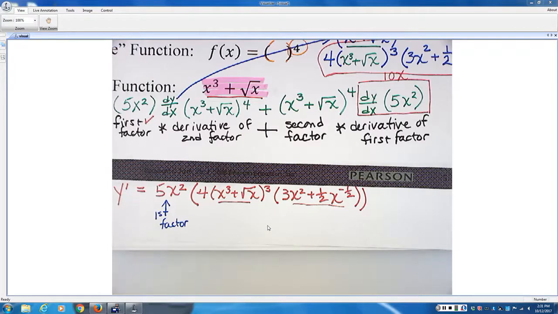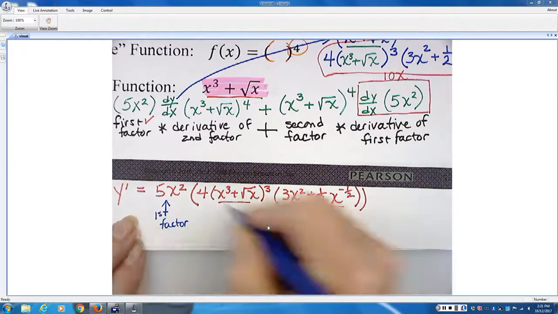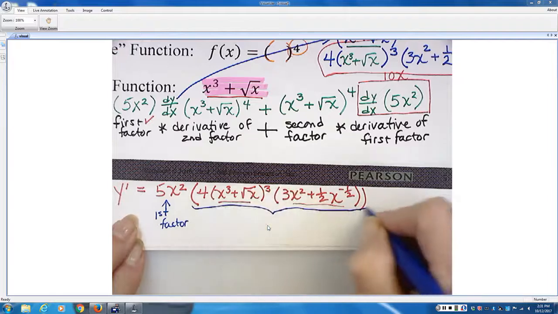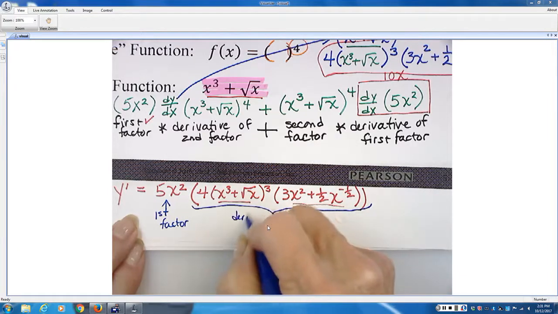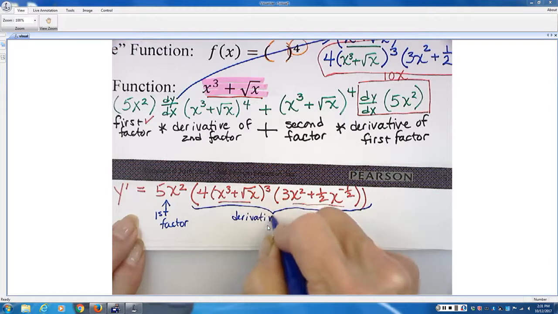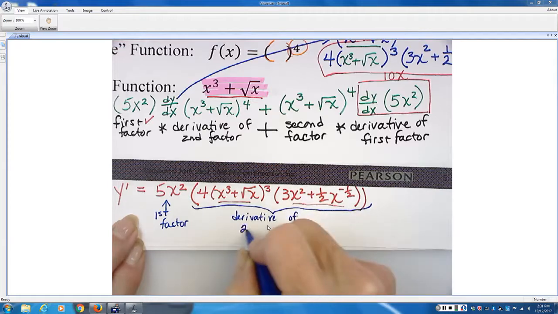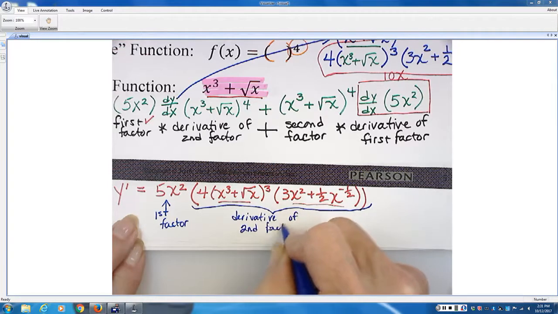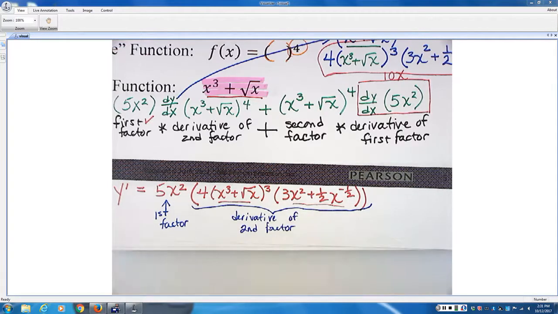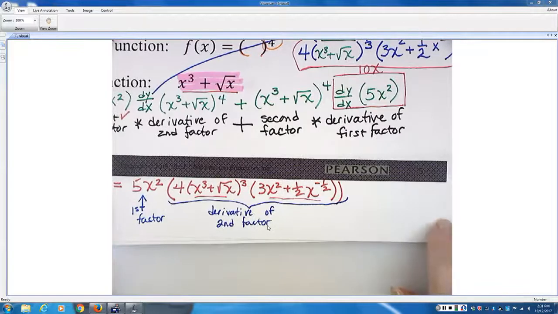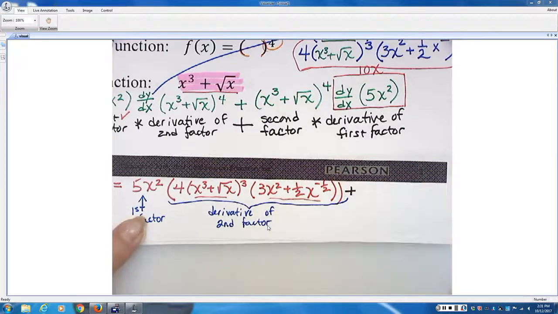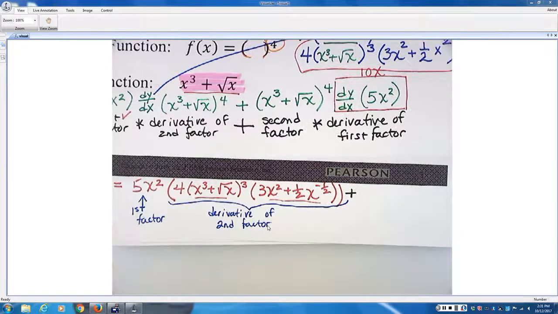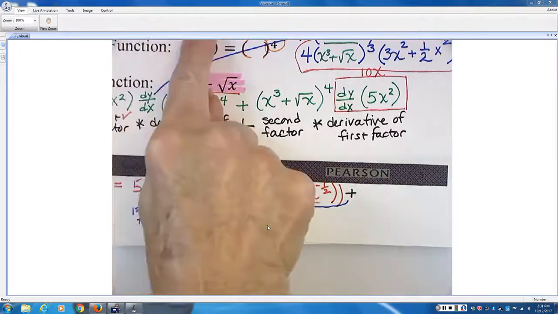So that was your first factor. And what all of this is the derivative of is the second factor. So that's the first half of your product rule. And product rule says the next thing that you do then is that you add. So then the part that you add is your second factor.